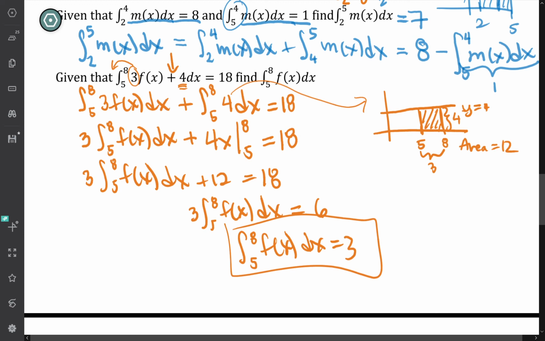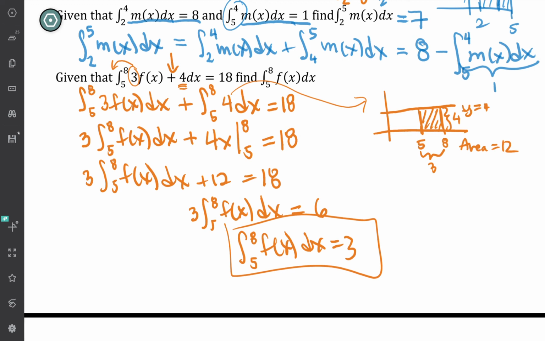Okay, so use your properties carefully, think about pictures, show me step by step. You should be in pretty good shape.